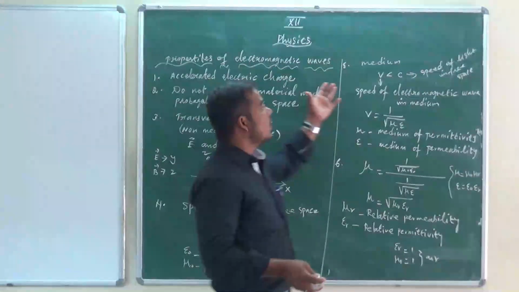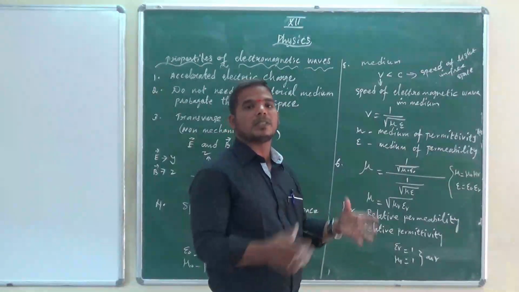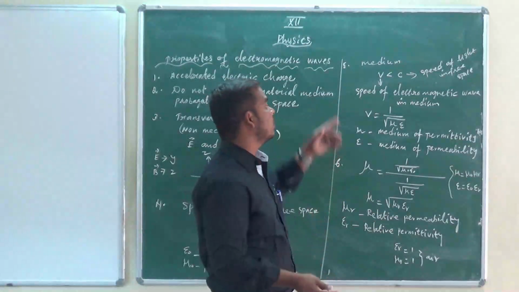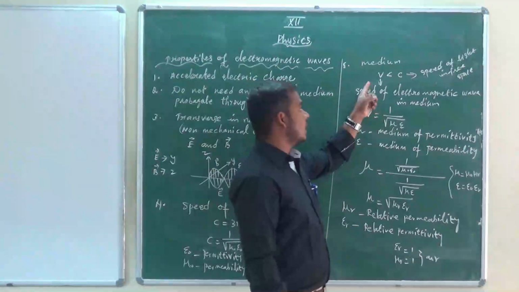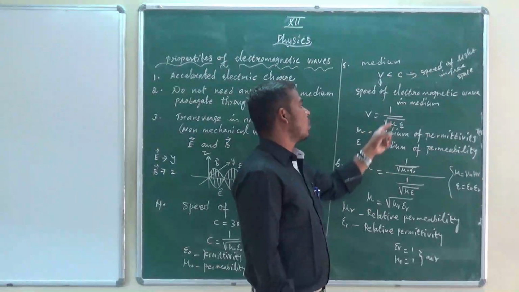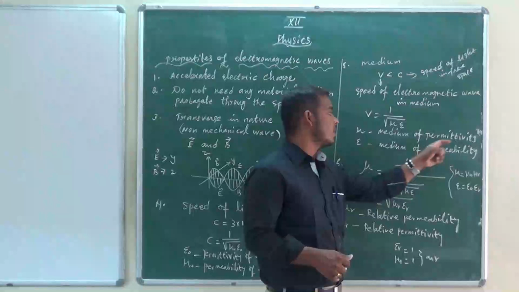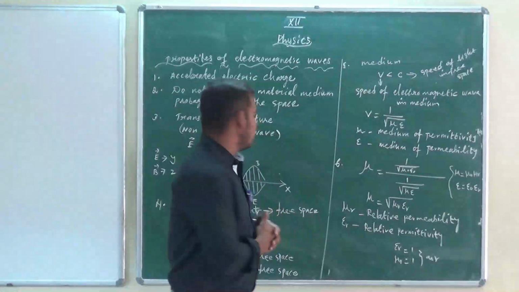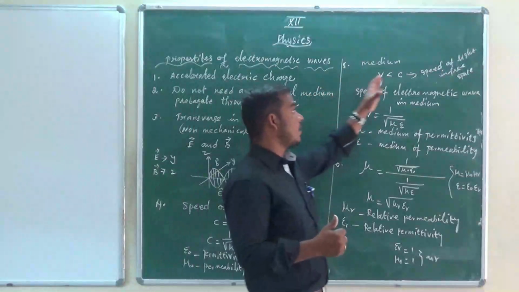And fifth point, when the electromagnetic waves travel in a medium. Medium means any medium, maybe oil, glass or any medium. So the electromagnetic wave speed is less than in free space. We can write the equation V is equal to 1 by root of mu into epsilon. Mu means permeability of the medium, epsilon means permittivity of the medium. Here the sixth point, we have to find the ratio between the speed of electromagnetic waves in free space and in the medium.